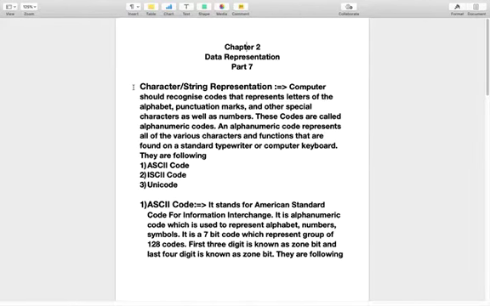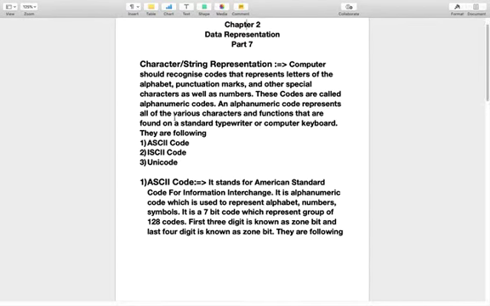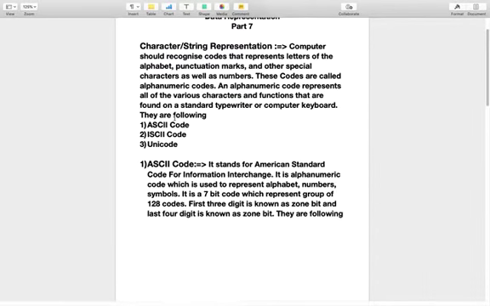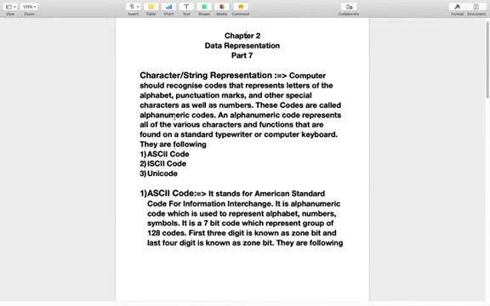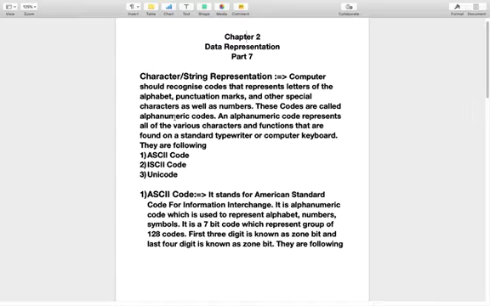Hello students, today we learn character or string representation in computer. It is our data representation class of part 7. Computer should recognize code that represents letters of the alphabet, punctuation marks and other special characters as well as numbers.